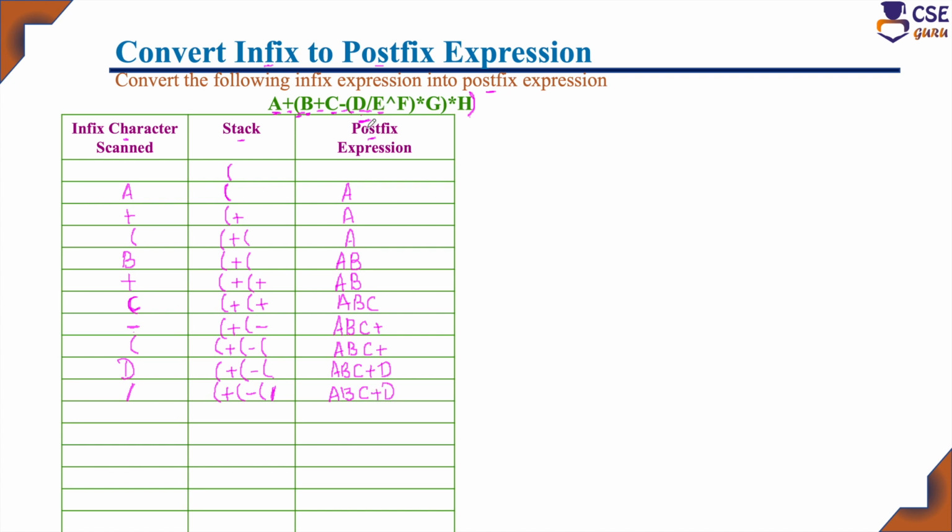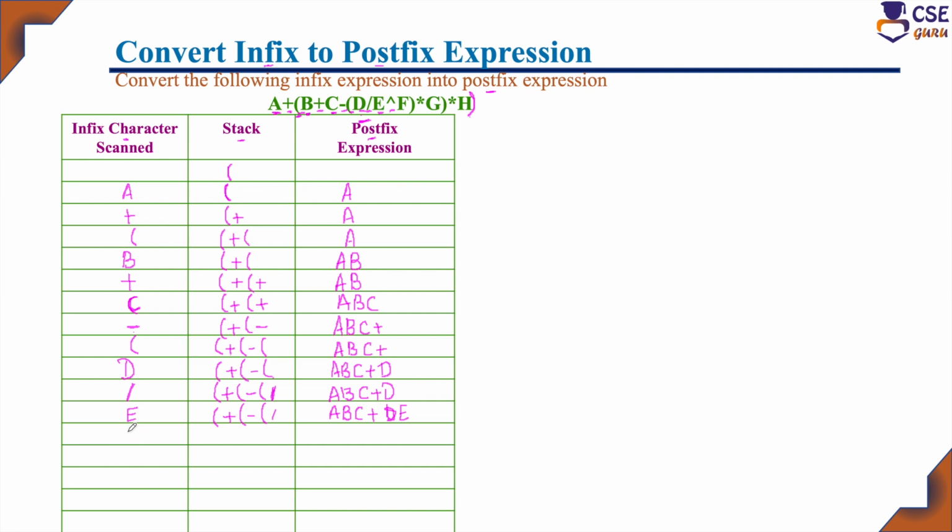And next comes an operand. E is a character, so directly place it in the postfix expression. So the postfix expression is A, B, C plus D, E, and the stack content is open parenthesis plus open parenthesis minus open parenthesis division. And then comes the exponent operator. This is a power operator, E power of F. The exponent operator has higher precedence over the arithmetic operators.